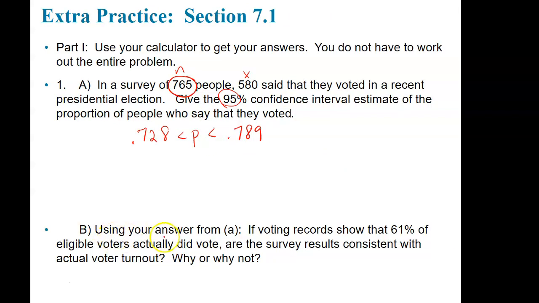Okay, the second part, using your answer from part A, if voting records show that 61% of eligible voters actually did vote, are the survey results consistent with actual voter turnout? Why or why not? So to be consistent, 61% would need to be in this interval that we constructed. 61% would not be in that interval, and therefore it is not going to be consistent with actual voter turnout.